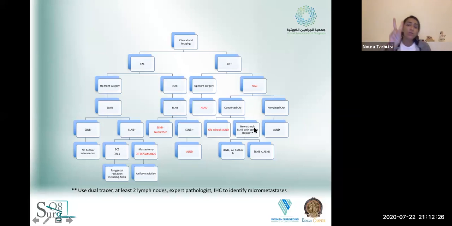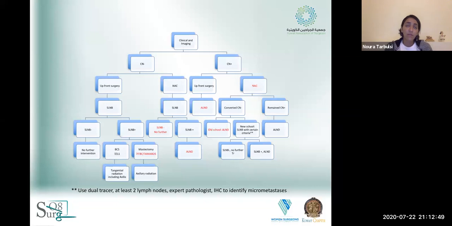You have to use dual tracer, the blue dye and the technetium, to increase your nodal identification rate. You have to at least find 2 sentinel lymph nodes, and you have to have an expert pathologist who will do immunohistochemistry for you to identify micrometastases.